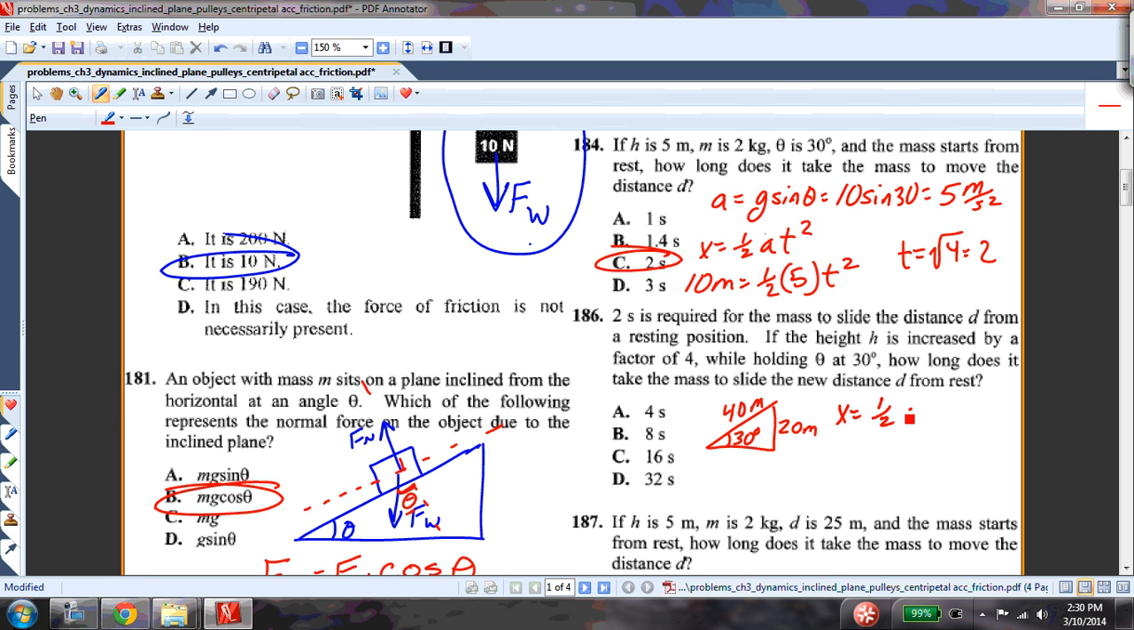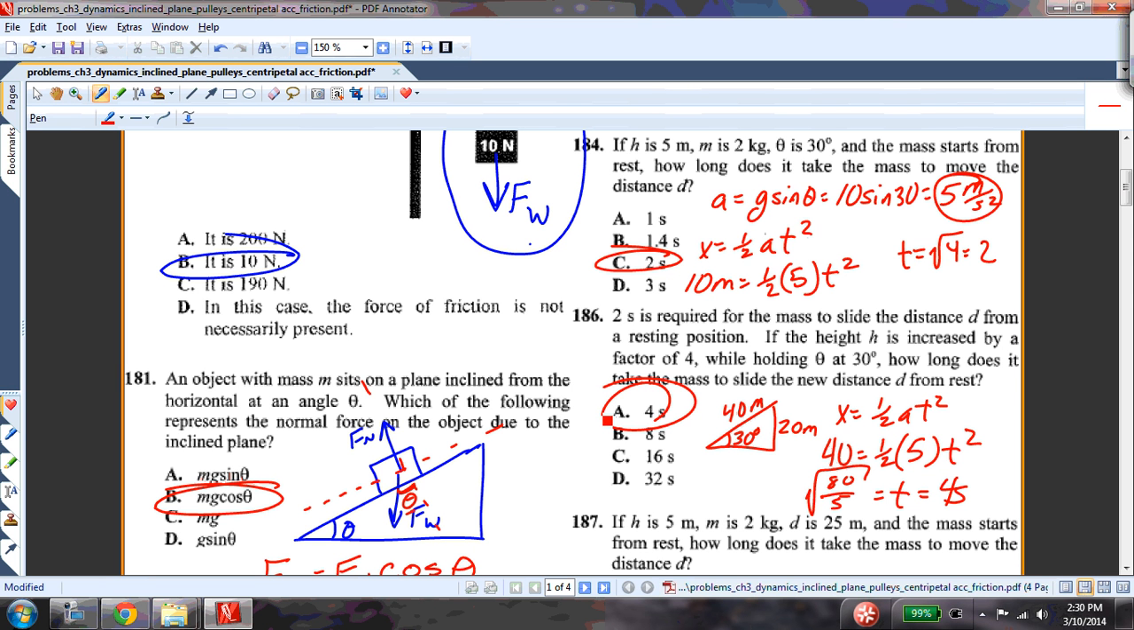So x is going to be 1/2 at squared. It's not going to change our acceleration. So we'll just keep our same acceleration, since the acceleration is only dependent upon g and the angle theta. But since the angle theta is remaining the same, a is going to remain the same. So I'll keep using this 5 meters per second squared. So x is equal to 40 meters, 1/2 of 5 times t squared. That's 80 over 5. The square root of that is equal to t. What's 80 over 5? That's going to be 4 seconds. The square root of 16, or 4 seconds.